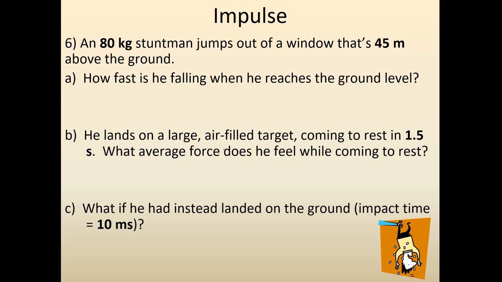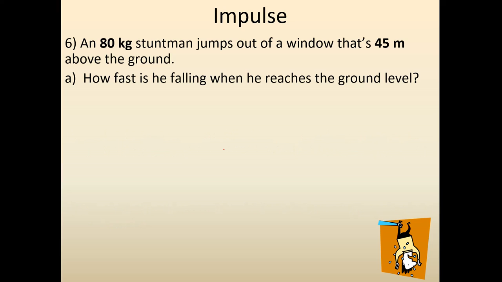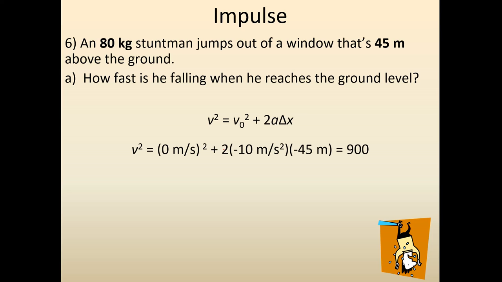All right. So the first part is just a nice recap from the first unit. Finding out how fast he's falling when he hits the ground. You could do one of two things. You could do conservation of energy, or in the case that I'm doing, I'm going to use the timeless equation. So I plug my numbers in to get v squared equals 900, or v equals 30 meters per second. So the stuntman is going to hit the ground at 30 meters per second.